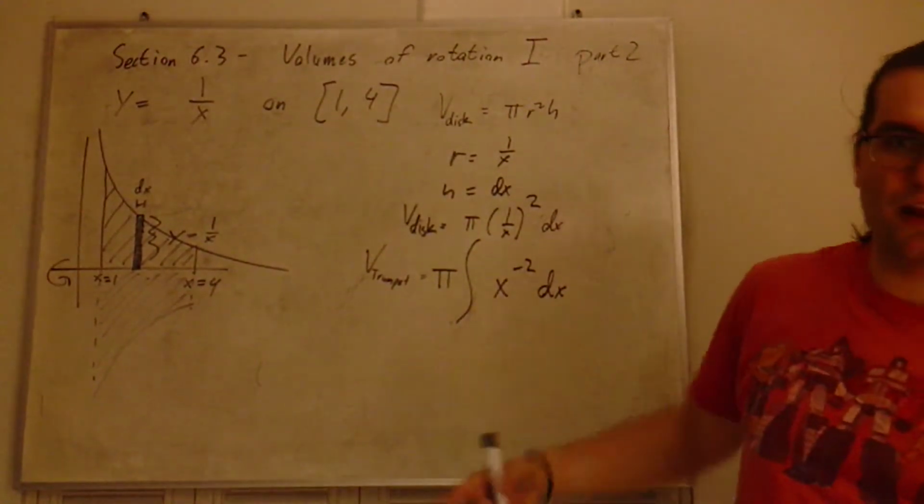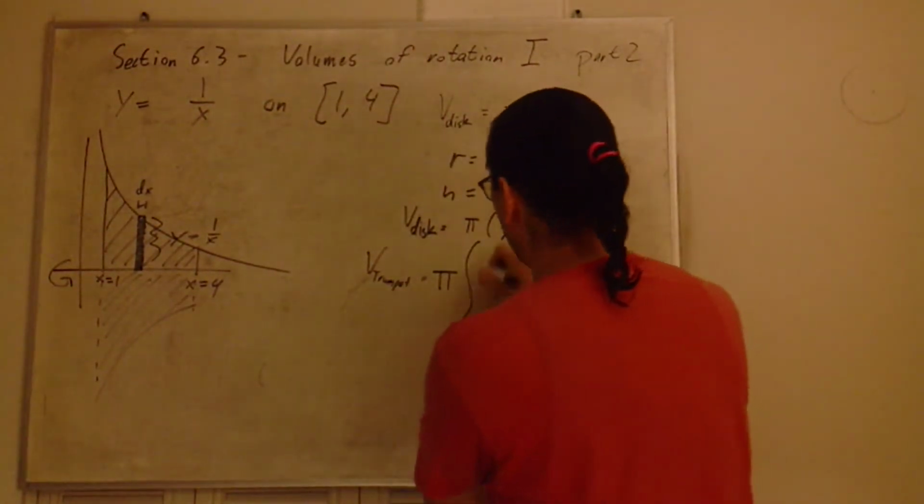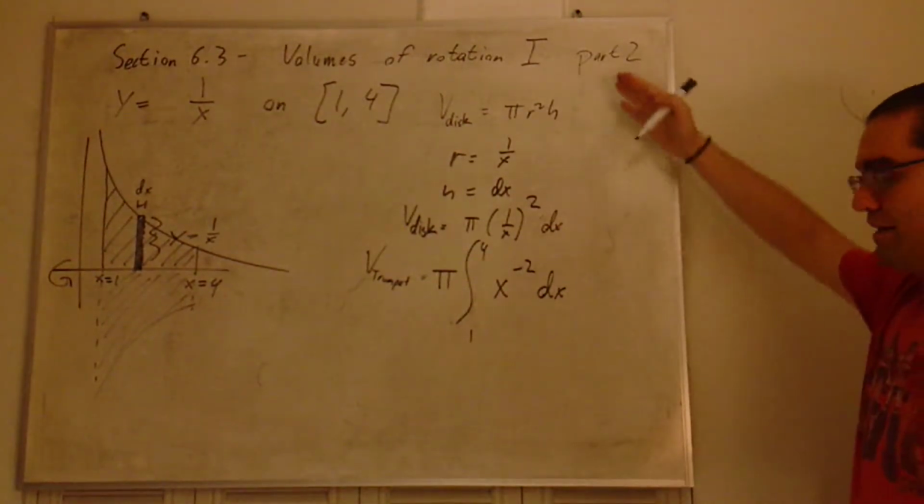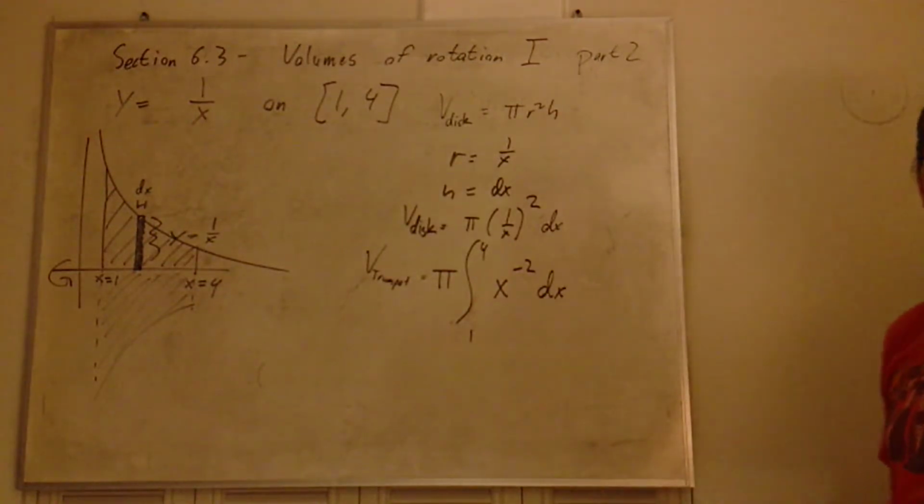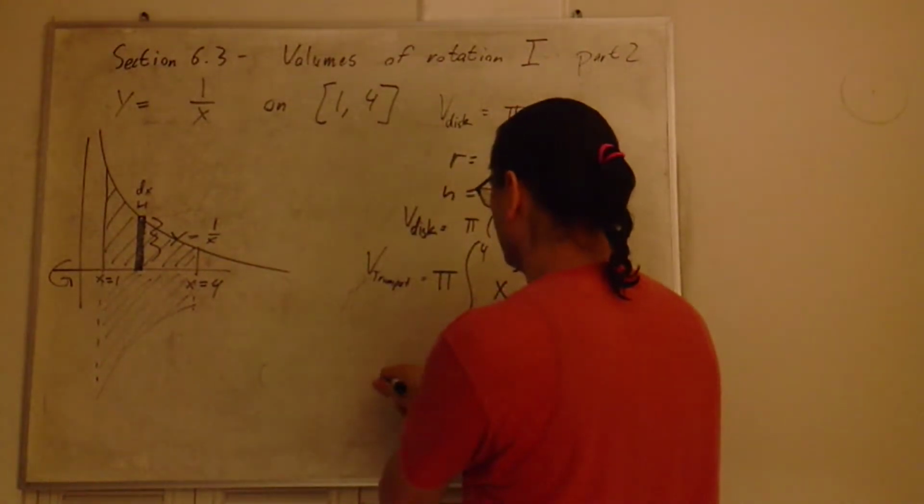And I still need bounds on the integral. I'm not asking for an antiderivative here. I'm asking for a volume. So I'm going to have to go from 1 to 4. That's the hard part done. The hard part is setting up this integral. Now that it's set up, we just have to evaluate it, and that goes pretty straightforward.